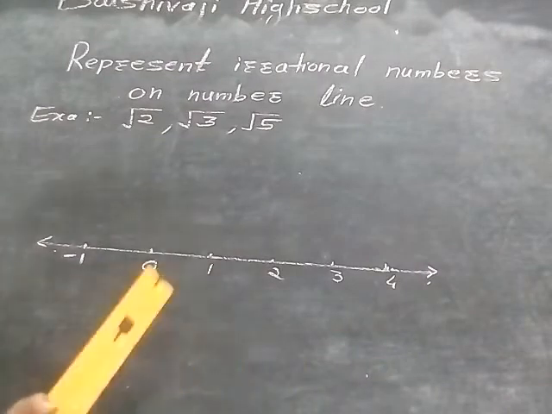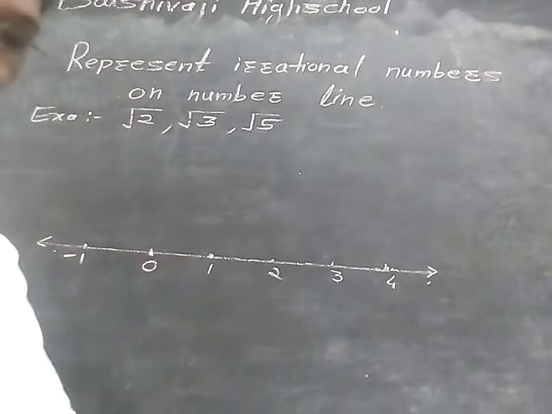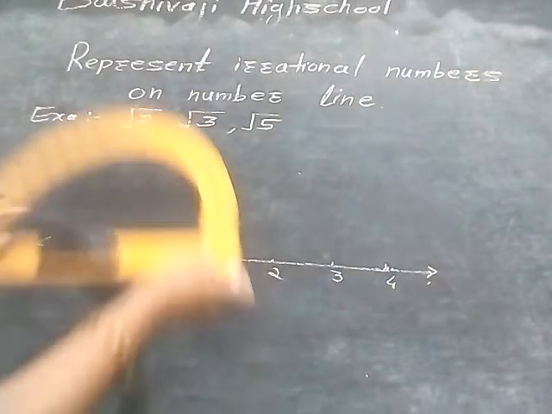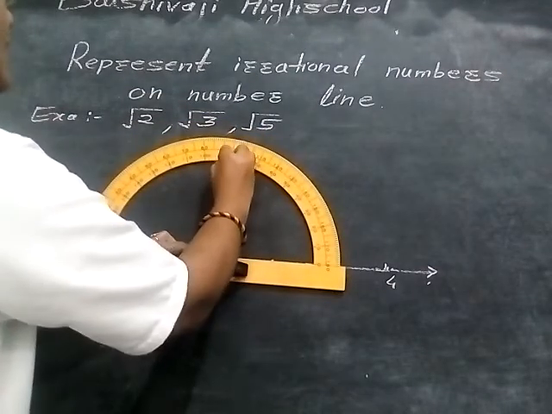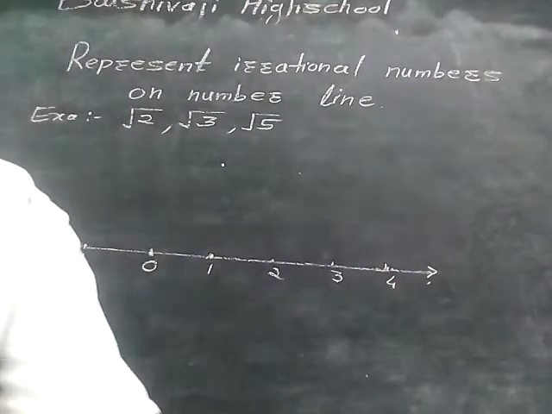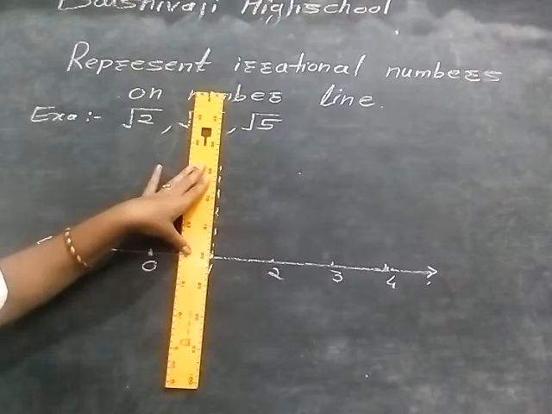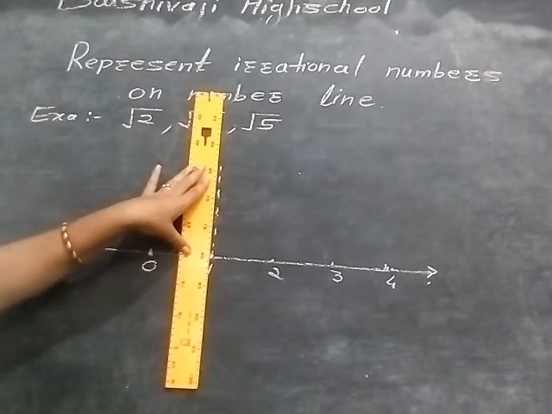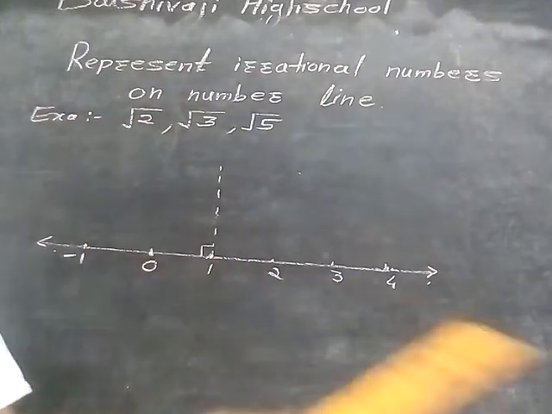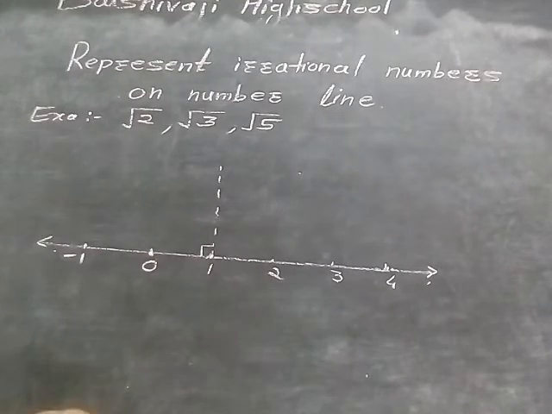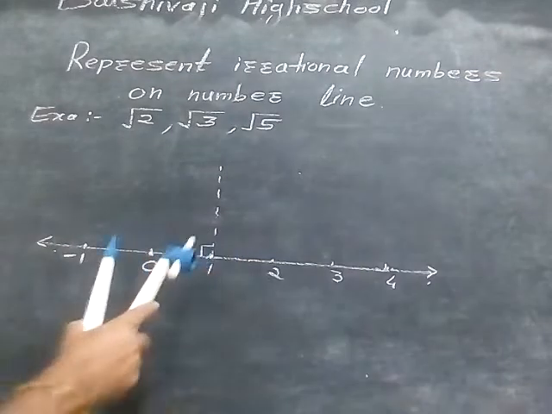Here we consider a distance 0 to 1 unit. Now from 1 we draw a perpendicular of distance 1 unit. This is a 90-degree angle, and we draw a 1 unit length. We take 1 unit length in our compass. This is 1 unit length.